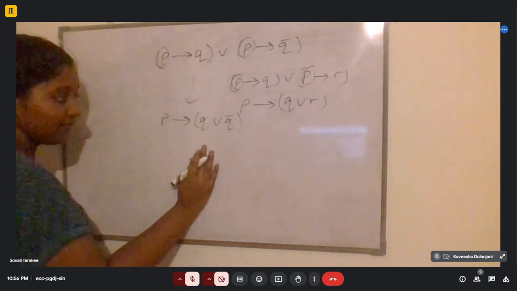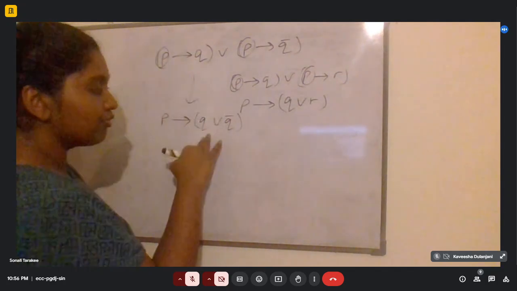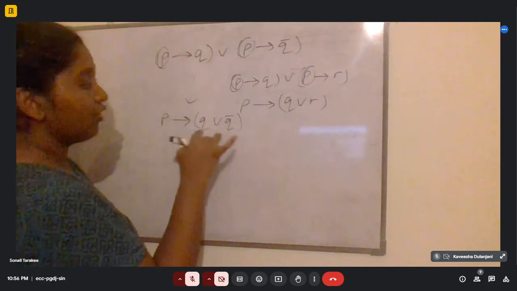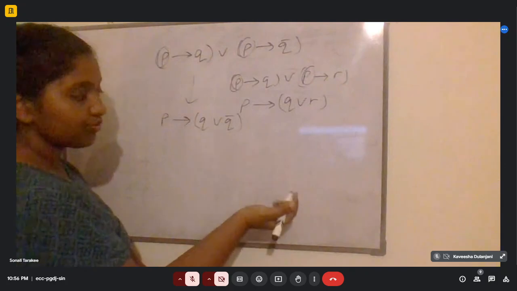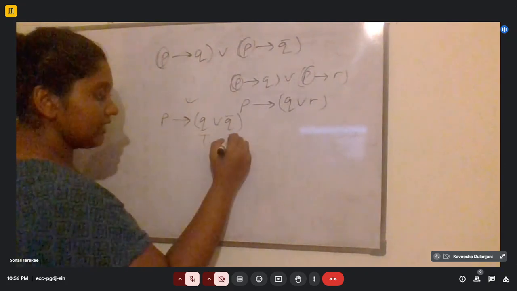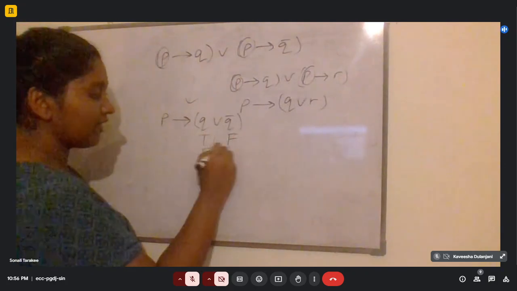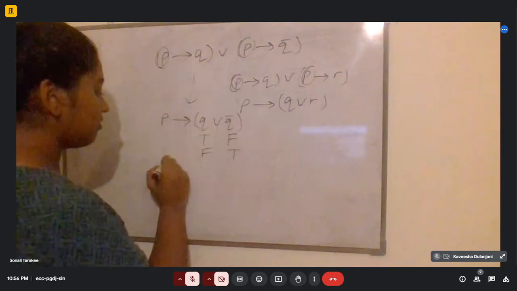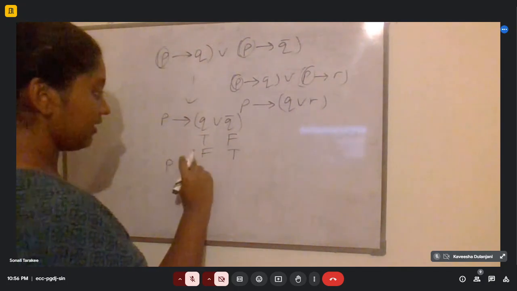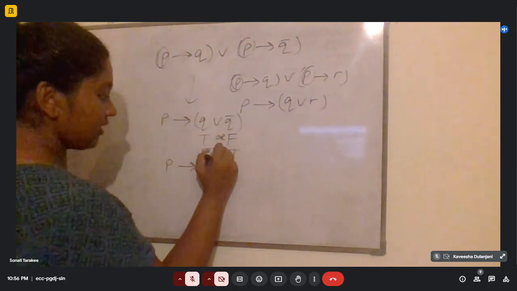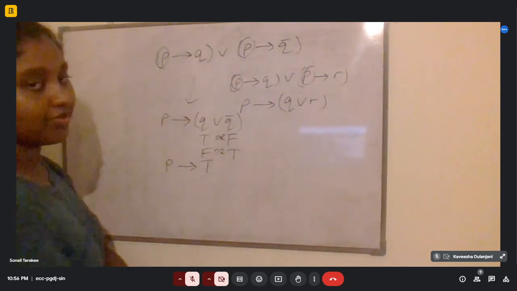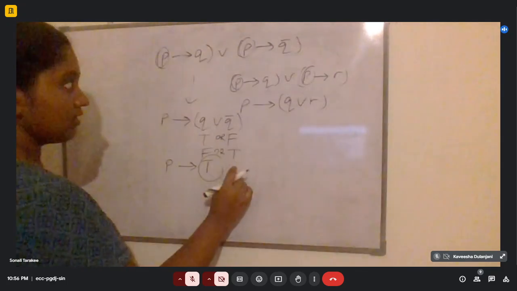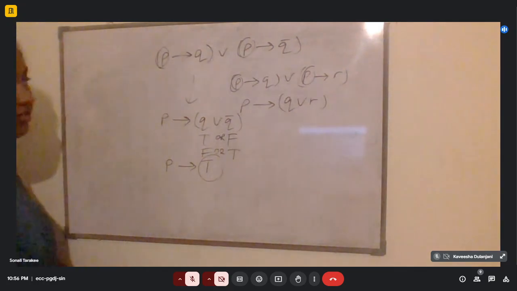Now here, if we take Q as true and Q bar as false, true or false, the answer is always true. Here, either it's T and F or F and T. Either way, when you perform an or operation here, the answer is always true. Therefore, this expression is a tautology.